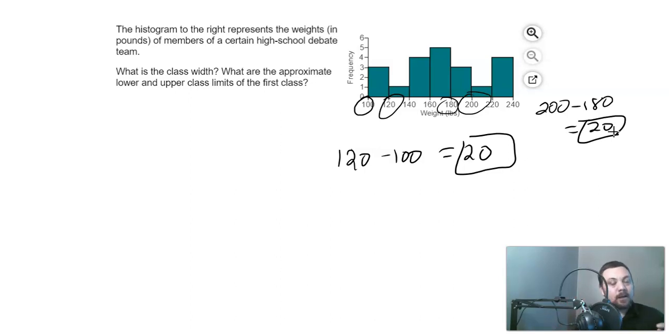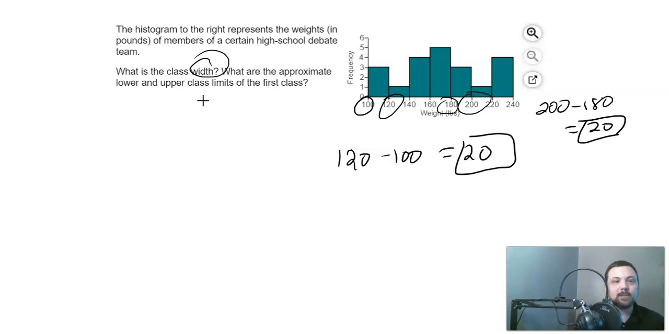All right. So in the video for section 2.1, I mentioned that to find the class width, you take two consecutive lower class limits or two consecutive upper class limits. But you could also take two consecutive boundaries if that's the information you have, or two consecutive class midpoints. Those should also give you the same value for the class width. All right, so that's the class width for this particular frequency distribution.